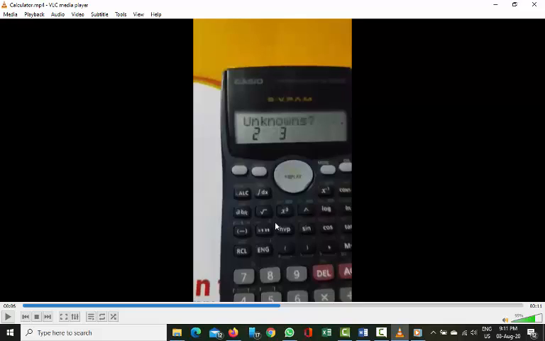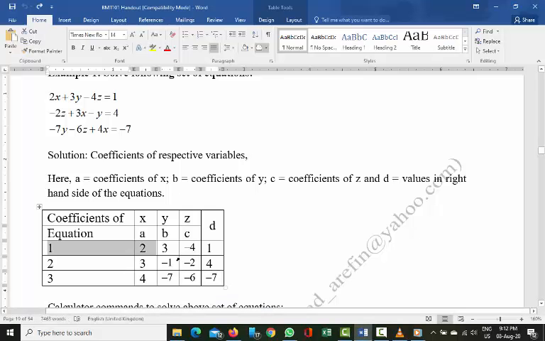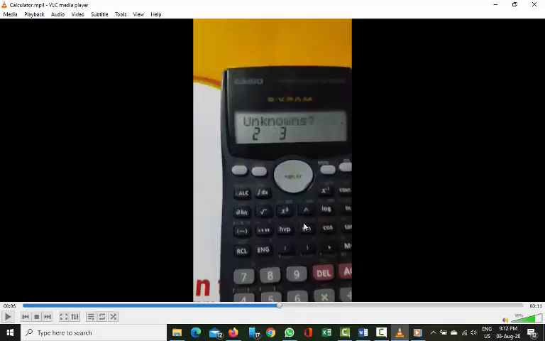After you press equal, you will get another question: B1 is equal to what? That means what is the value of B in the first equation. So this is the value of B in the first equation, that is 3. So if you press 3 in this calculator, you should press equal.